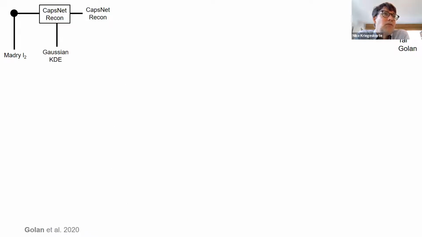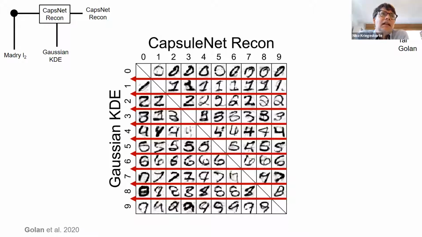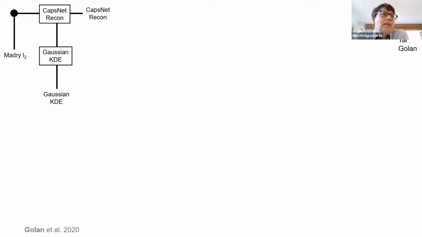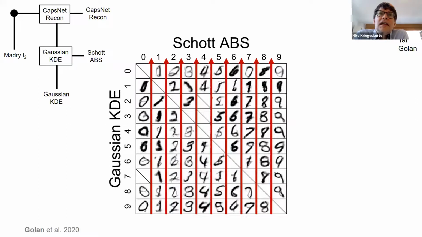So let's pit CapsuleNet Recon versus the Gaussian kernel density estimator. And in this case, even more clearly, most people see rows of consistent digits, indicating that the Gaussian KDE better captures human perception. So let's pit Gaussian KDE against shot analysis by synthesis. In this case, most of us clearly see columns of digits here, indicating that the shot analysis by synthesis model appears to dominate the Gaussian KDE model.